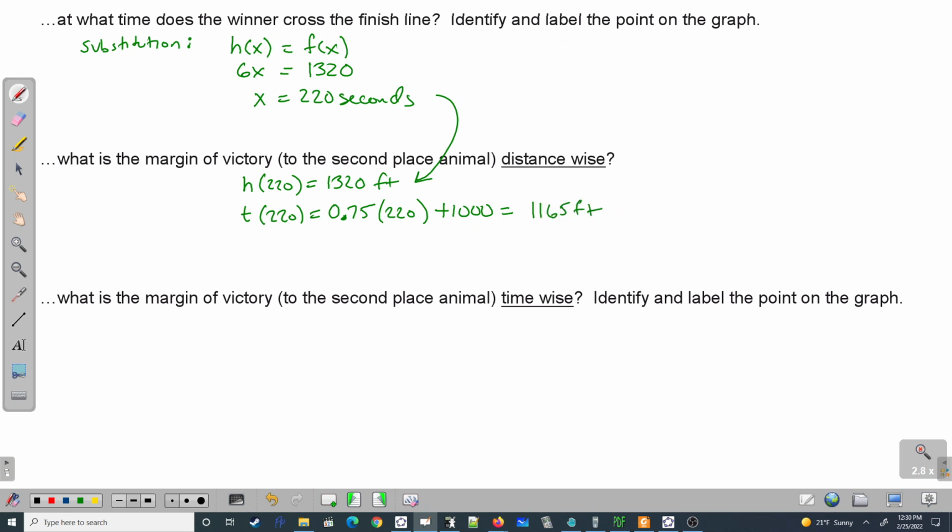So if I wanted to know what the distance is, it would make sense to take 1,320, subtract 1,165, and find out that the hare beat the tortoise by 155 feet. That really wasn't that bad. That's the difference. Just like, hey, what's going to be the difference in prices between, let's say, this and this at a certain number of visits? Okay.